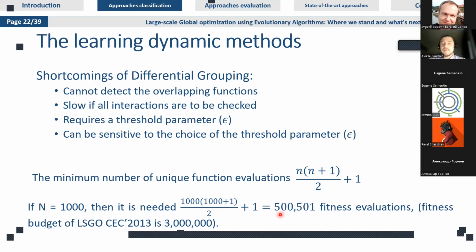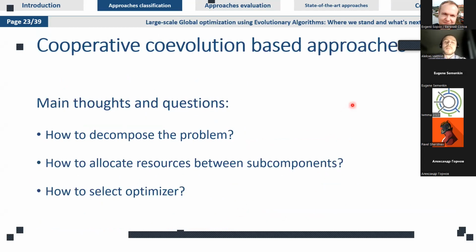We need a bit more than 500,000 fitness evaluations, but the budget of the last and actual benchmark is 3 million evaluations. The idea is that sometimes it's better to spend 500,000 evaluations just to try to optimize the problem, not to define the interactions between variables. And the main question about cooperative evolution is how to decompose the problem, what way will be better for us.